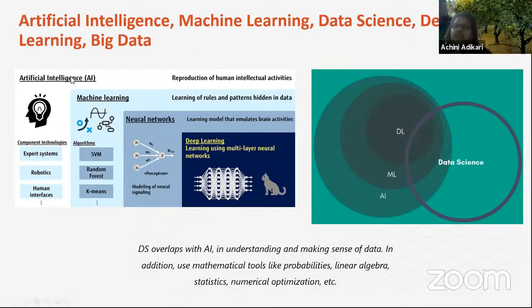Okay? So AI is broadly how we can reproduce or mimic human intellectual activities. So there we have the expert systems, robotics, human interfaces here. And one way of doing that is learning rules and patterns hidden in data. That's what we call machine learning. So AI is the broader umbrella term, and there we have machine learning as a component. Machine learning models, there is a diverse amount of machine learning models, starting with simple regressions, decision trees, and neural networks. So neural network is one of the most used and most prominent machine learning models.